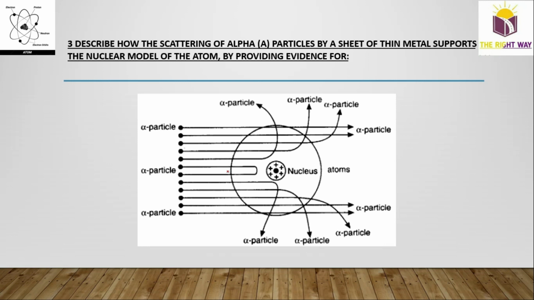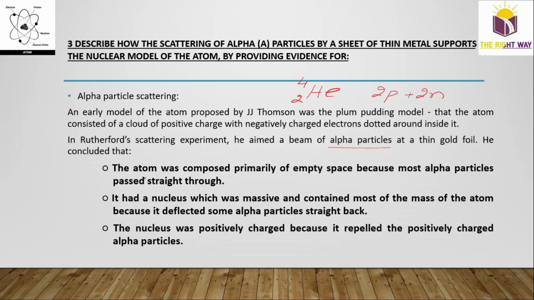So, what are the conclusions from this? We concluded that the atom was composed primarily of empty space. Very important point. Because most alpha particles pass straight through, we said that most of the space of an atom is empty.